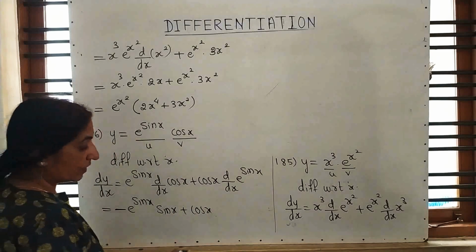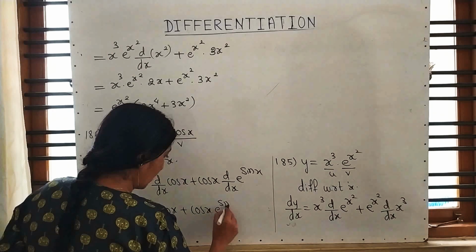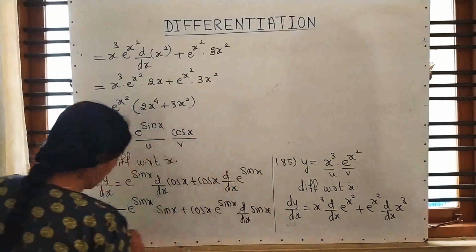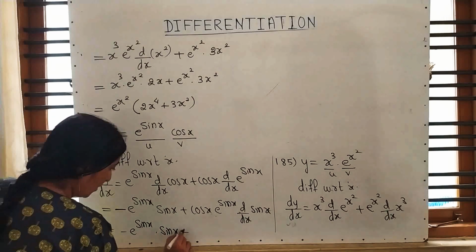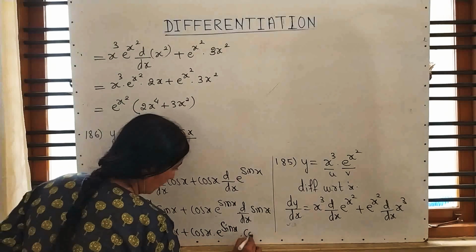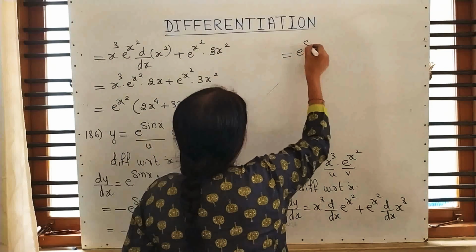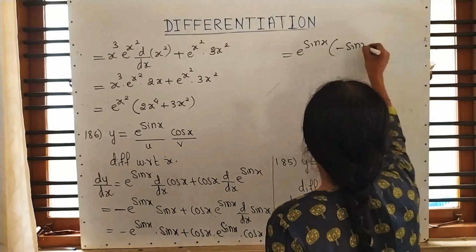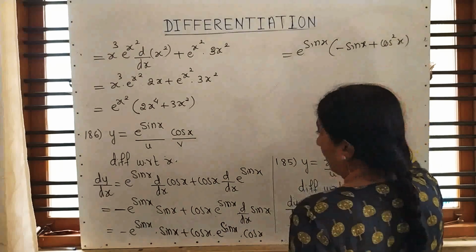What is the differentiation of e raised to sin x? It is in the form of e raised to x. That's why it is e raised to sin x into differentiation of sin x, because it is other than x. Minus e raised to sin x into sin x, plus cos x e raised to sin x. Differentiation of sin x is cos x. If you want, you can take e raised to sin x common. If you took e raised to sin x common, what is remaining? Here minus sin x is remaining, and next cos x into cos x, cos square x, is remaining.